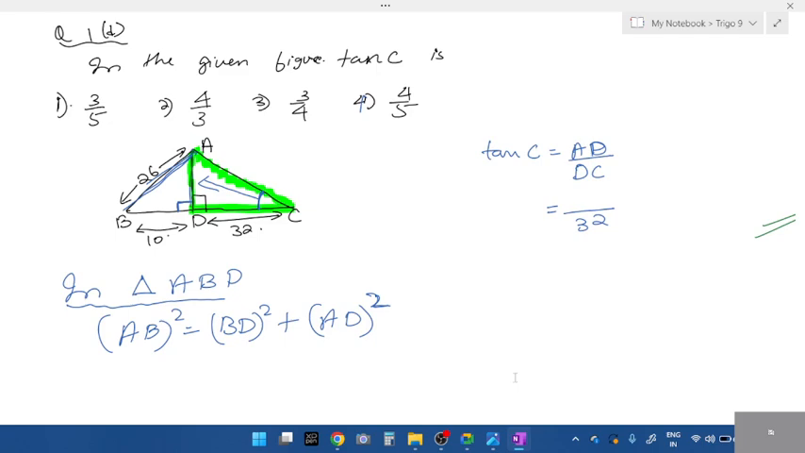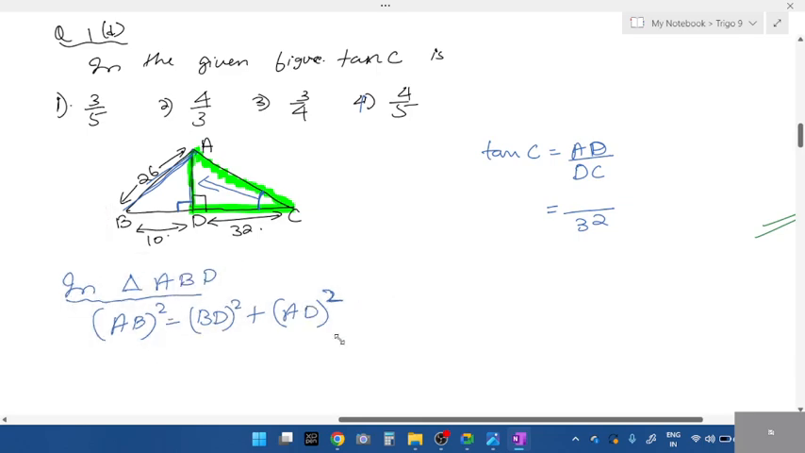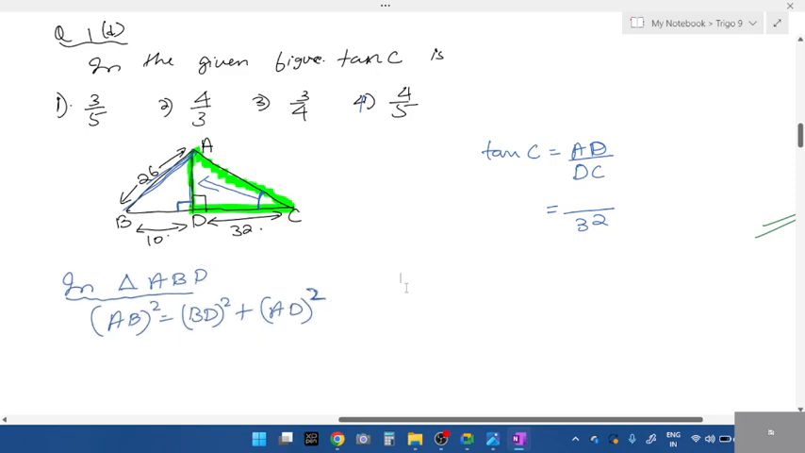Done. What's the value you got, Alia? AD value? 24. What about Shasha?